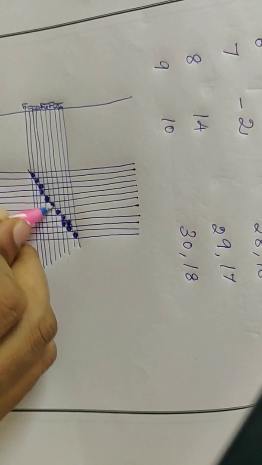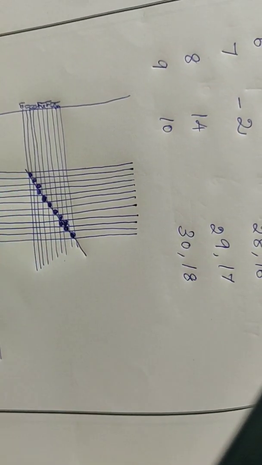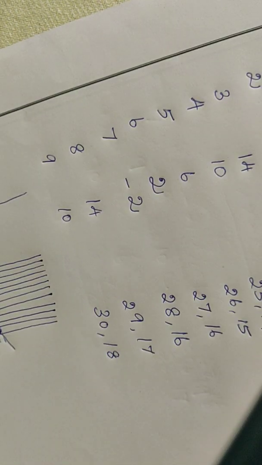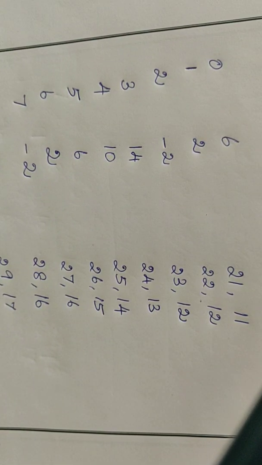Join all the pixels to get a straight line. So this is Bresenham's line drawing algorithm.